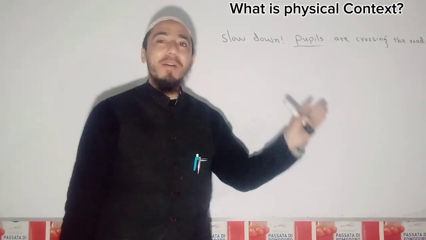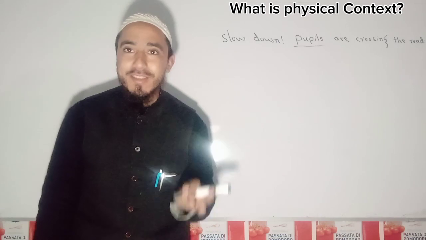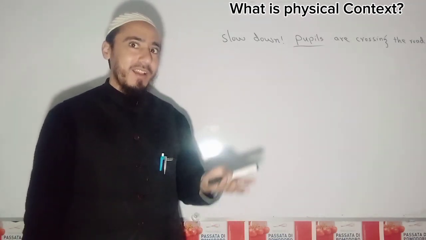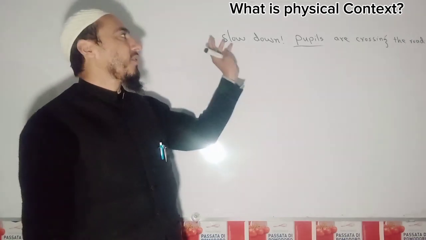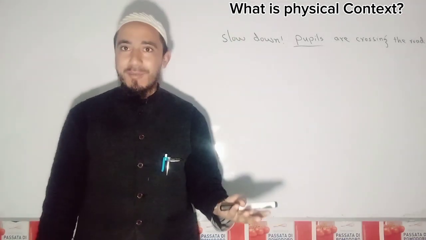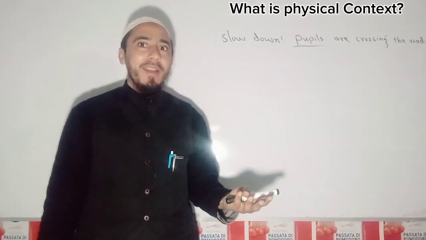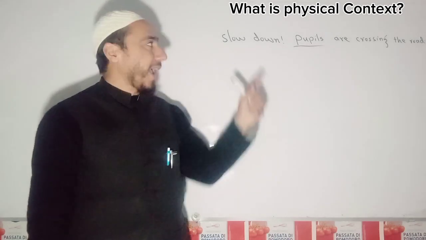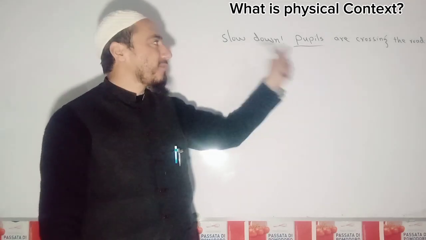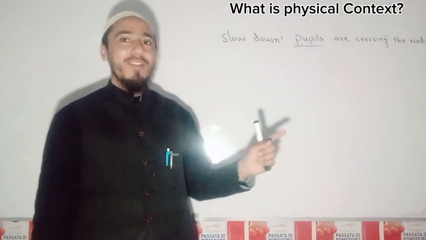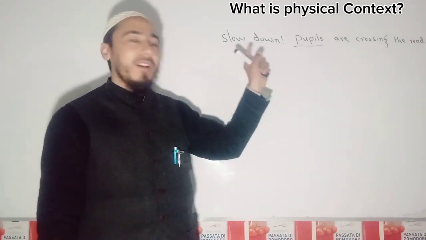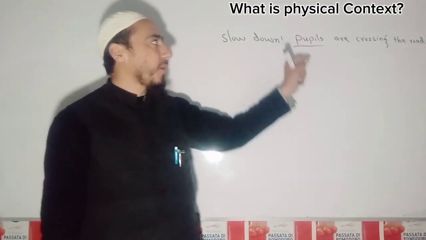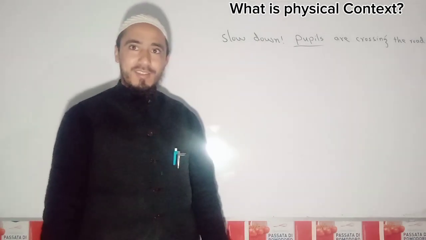Listeners and audience, here physical context tells us about the location, the timing, and even the weather and other aspects. So when you are walking somewhere, for example, and you see a sign, and there were some words written on that sign or on that board, for example, these words: slow down, pupils are crossing the road.